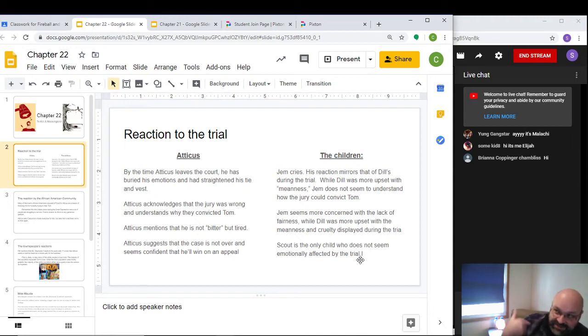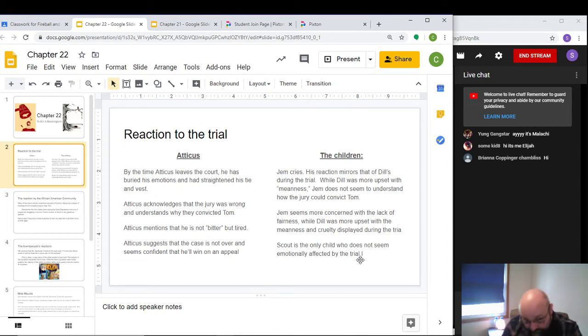Jem cries, and it mirrors Dill's reaction. Dill cried more over the meanness. He was upset about how mean people were treating Tom, whereas Jem seems to be more concerned with the lack of fairness. So they're both very similar, but Jem only breaks down when they actually lose, and Dill gets upset just because of the cruelty that he can't seem to deal with.